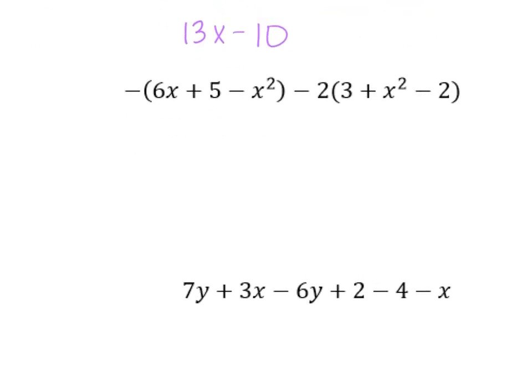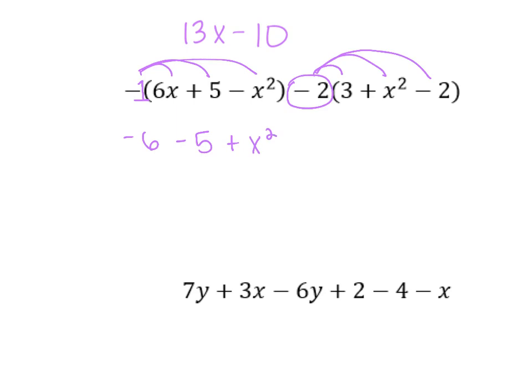On the second one, I'm taking this negative, and imagine there's a 1 there. That goes times everything on the inside, and then this negative 2 here goes times everything on the inside of the second set of parentheses. So I have negative 6 minus 5 plus x squared. Essentially, all of these become the opposites because you're multiplying it times a negative. And then minus 6 minus 2x squared plus 4.